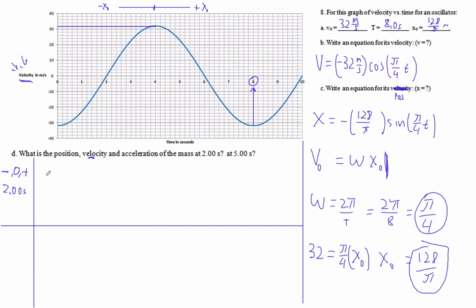Okay, let's figure this out. So our velocity is going to be minus 32 cos of pi over 4 times 2. People who paid attention in math class will realize that we're headed towards 0 here, but let's just go for it. Minus 32 times cos of pi divided by 4 times 2.